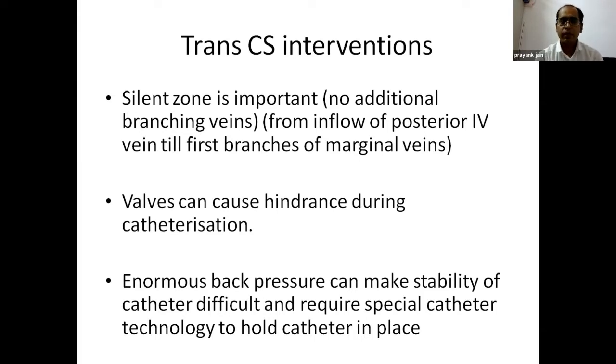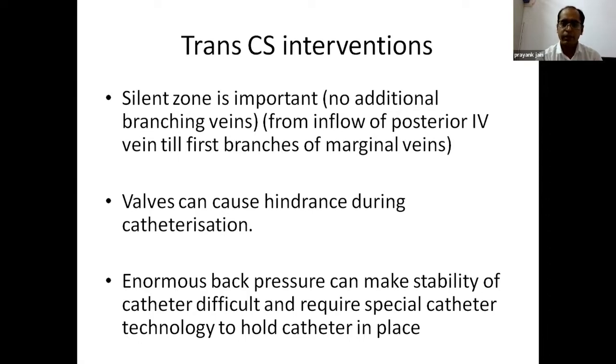Now there are valves in the coronary sinus which can hinder cardiac catheterization of the coronary sinus. There are two major valves. The first one is the Thebesian valve and the second one is called the valve of Huygens. The Thebesian valve is at the ostium of the coronary sinus where it drains into the right atrium.